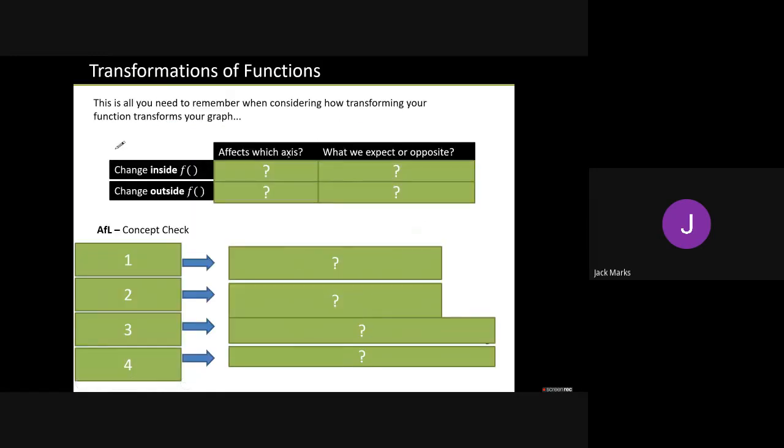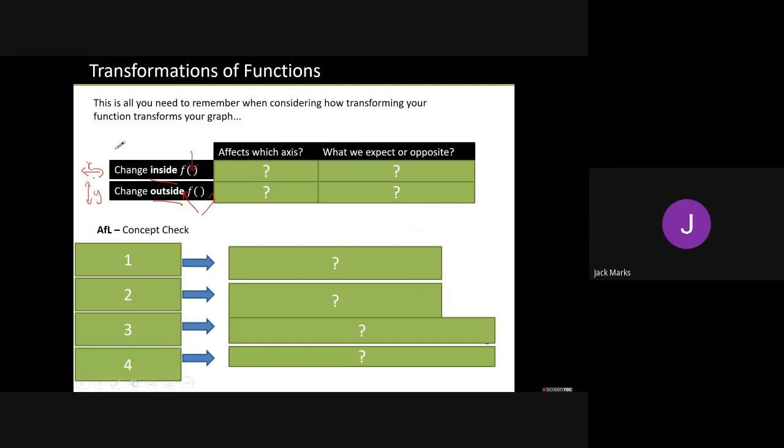And this fits part of a wider pattern. The way that this is often taught is about changes inside the function and changes outside the function. A change inside the function means it's in these brackets here. The x's are affected, but not the whole thing necessarily. The change outside normally occurs perhaps before the function part or maybe afterwards, but not in the brackets. This affects x and this affects y.